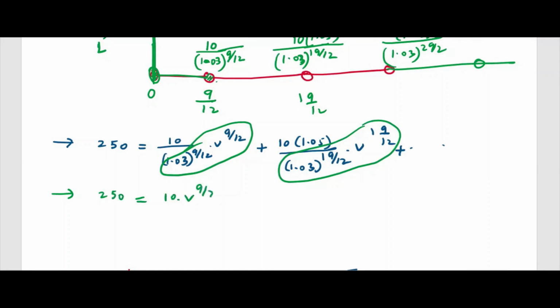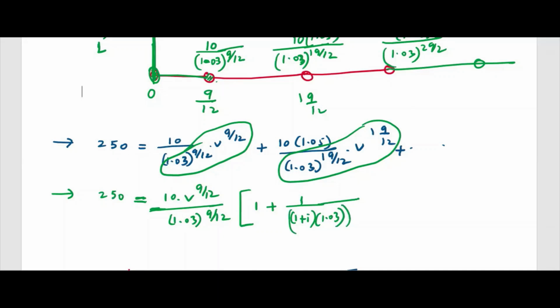You take V power 9 by 12, 1.03 power 9 by 12 here. Then this will be 1. Okay, 10 also I've taken. Then here you get V. Here also 1.03. If there is a mistake, you have to tell me. So that is, I've taken 9 by 12. This will be 1. Square. It will go this way. There is no change.